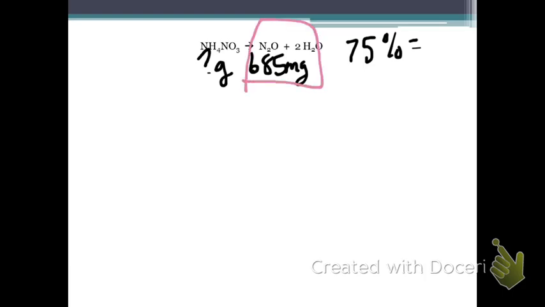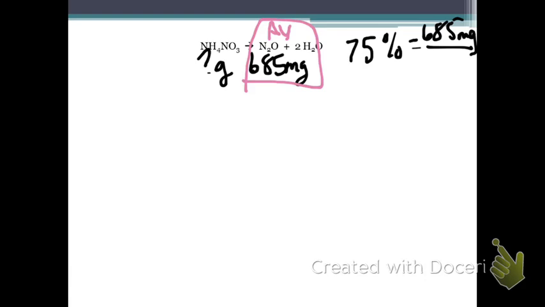Okay, according to the problem, I want to know how many grams of ammonium nitrate I have to use to produce 685 milligrams of dinitrogen monoxide. I also know that I have a 75% yield. Now, when I just label these things, something becomes apparent to me. This is for the product. This is the actual yield. I have to get 685 milligrams when I run this. I can't only have 75% of that 685. So that 685 goes on the top.